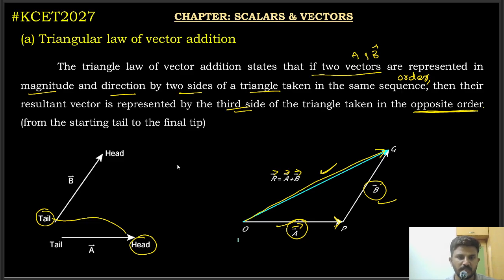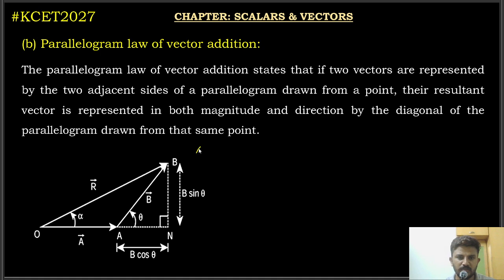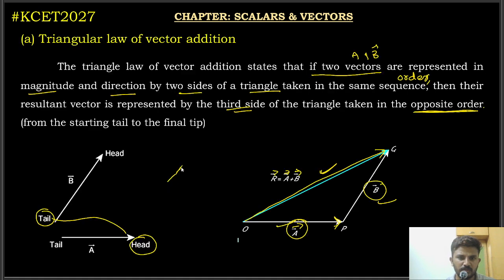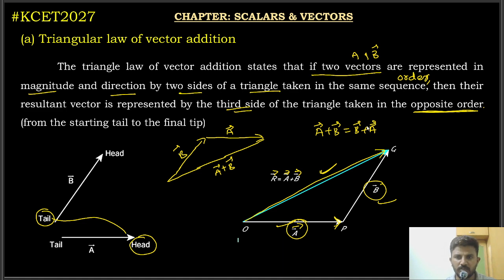So if you consider this is vector B, then vector A is taken like this, and this is vector A plus B. Again, B plus A is equal to A plus B. You should know that the A plus B value is equal to the B plus A value. This is called the commutative law. That is, the triangular law of vector addition, or sum of two vectors, obeys the commutative law.